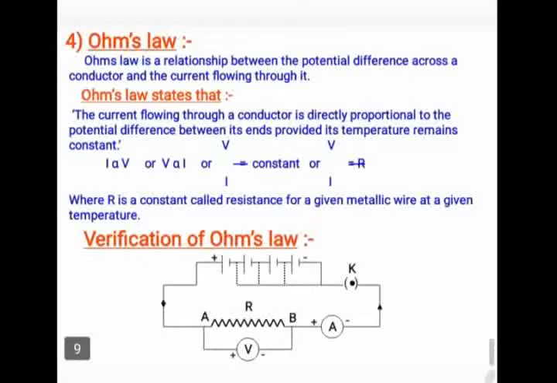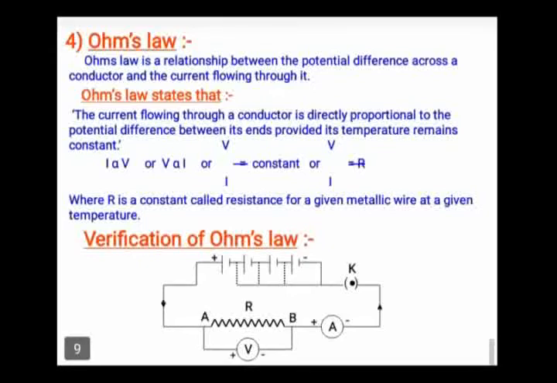Mathematically, suppose I is the current flowing through the conductor and V is the potential difference. Then I is directly proportional to V, or V equal I R, or V upon I equal R, where R is a constant called resistance for a given metallic wire at a given temperature.